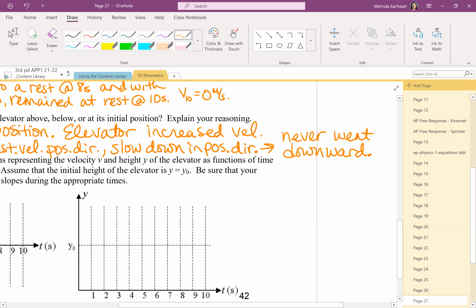Okay, what would it take? What if they asked an extension? What would it take to move in the downward direction? What would you want to see on the graph? What would the graph need to look like for the object to go in the negative direction? Well, how do you know what direction you're going? What do you have to look at? Sign of position, velocity, or acceleration? What tells us the direction we're going? The sign of velocity. And so we need a negative velocity.